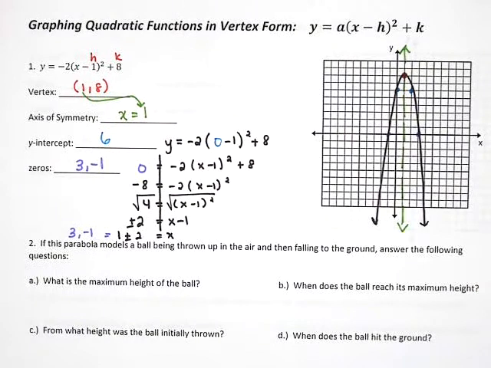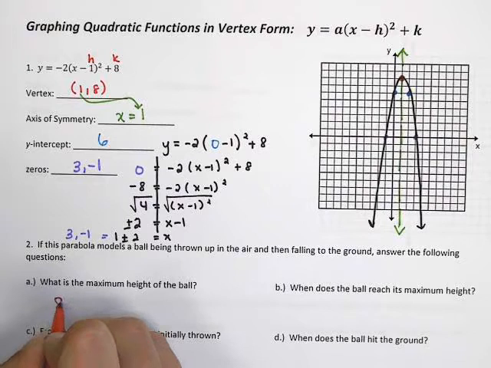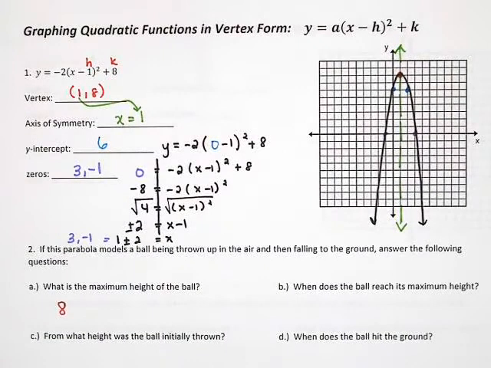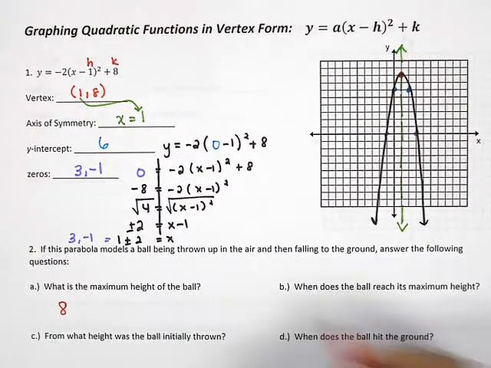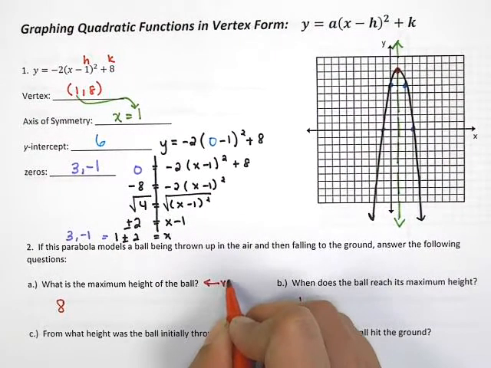There we go. If this parabola models a ball being thrown up into the air and then falling back to the ground, answer the following. What is the maximum height? Well, the highest this parabola goes would be 8 feet or meters or whatever it is in the air. When does it reach the maximum height? Again, it would be 1 because these are both talking about the vertex.